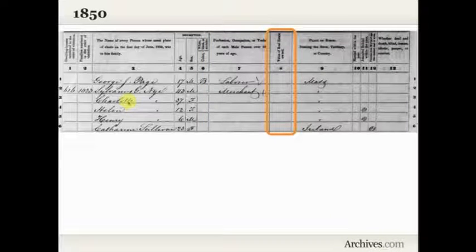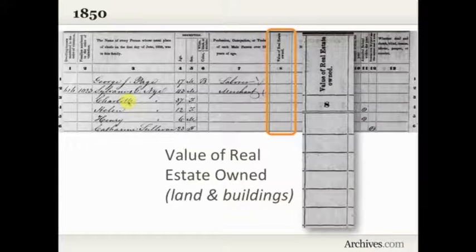Then the next column is something else that we see for the first time in 1850, and that is a question about the value of the real estate owned. So this is going to reflect just the land and the buildings. It's not going to reflect how much cattle they had or how many horses they owned. It's only going to be land and buildings. And it's also important to note that it's the value of the real estate that they owned. So if they were renting their house, nothing is going to be listed here.